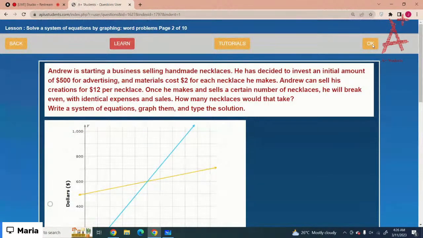Okay, the next one is: Andrew is starting a business selling handmade necklaces. He has decided to invest an initial amount of $500 for advertising, and materials cost $2 for each necklace he makes. Andrew can sell his creations for $12 per necklace. Once he makes and sells a certain number of necklaces, he will break even.